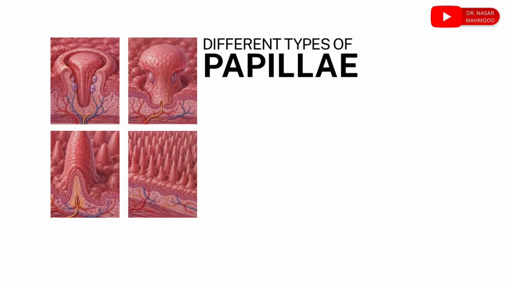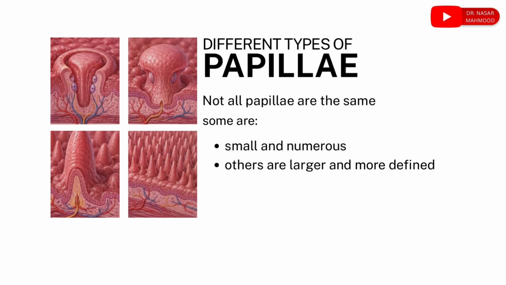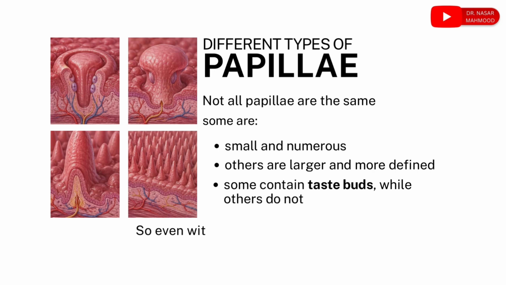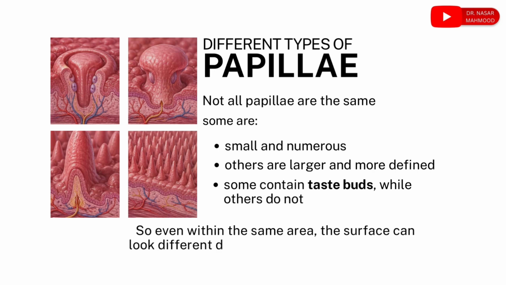Now, let's zoom in a bit more. Not all papillae are the same. Some are round and numerous, others are larger and more defined. Some contain taste buds, while others do not. So even within the same area, the surface can look different depending on the type of papillae present.